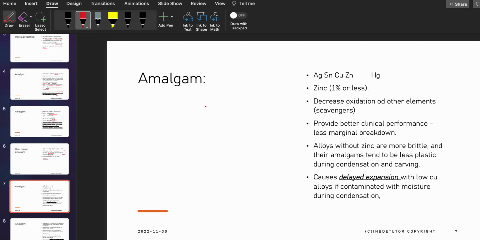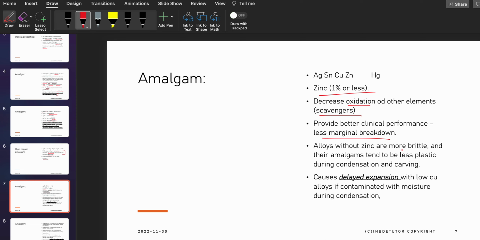Now let's talk a little bit about zinc. So zinc is present in amalgam in less than 1%, right? What is the advantage? It decreases the oxidation of the other elements. Basically, it acts as a scavenger. It provides better clinical performance because there is less marginal breakdown.